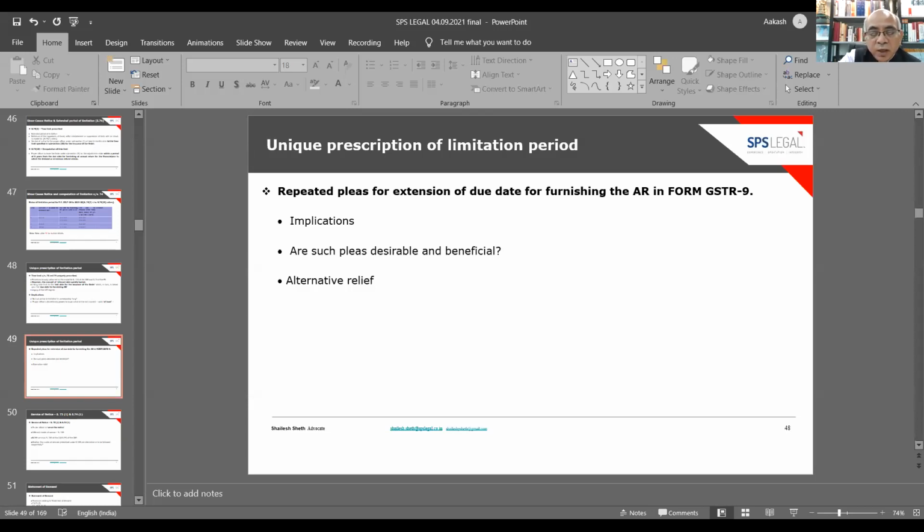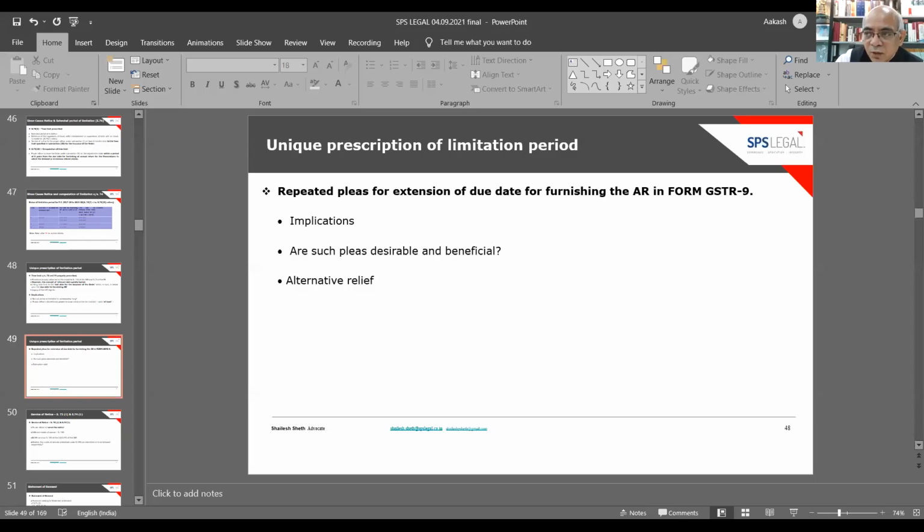We may have to be extremely careful, I'm sorry to say. I have written in my articles in Taxindia Online on this, that by seeking the extension of annual return filing date, we are inviting only problems and problems for us.